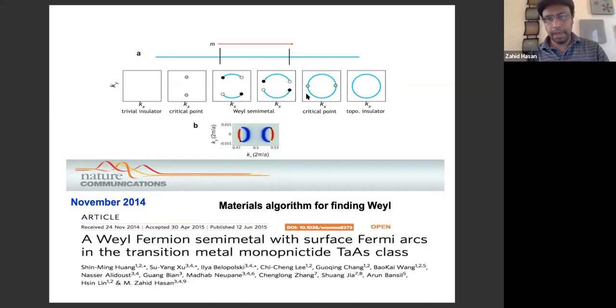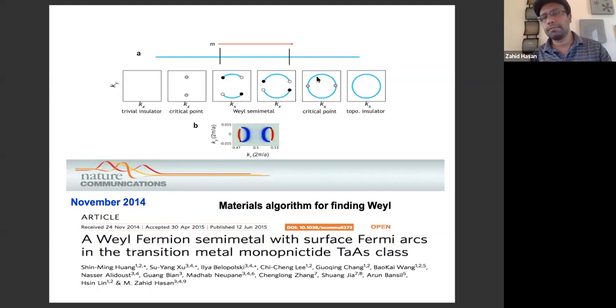Now, if you close the band gap, you can close it in many different ways. I mean, you're deforming the band structure hypothetically. What if you close it at two points? Then the question we asked is this: you created two arcs connected by bulk points. This is not a topological insulator anymore because there is no gap.